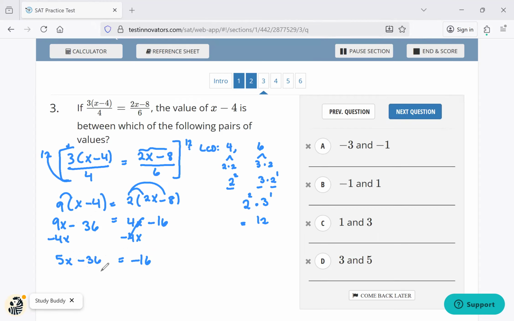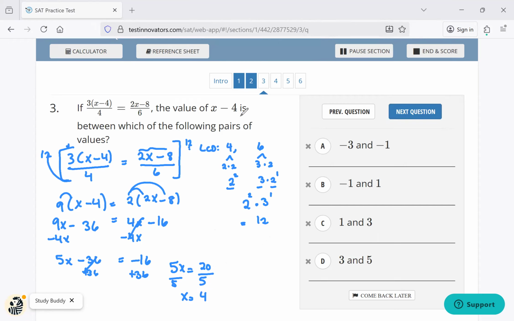And then add 36 to both sides. And you get 5x equals 36 minus 16. What's 36 minus 16? That is 20. Divide this by 5, divide this by 5. X equals 20 divided by 5, which is 4.